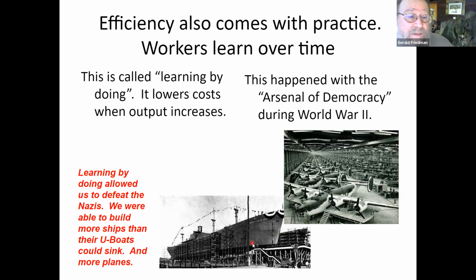And here's the Liberty ships. This is why we beat the Nazis, because we were able to build so many ships. Without that, we couldn't have supported our armies in Europe and the Pacific. It all depended on the Liberty ships.